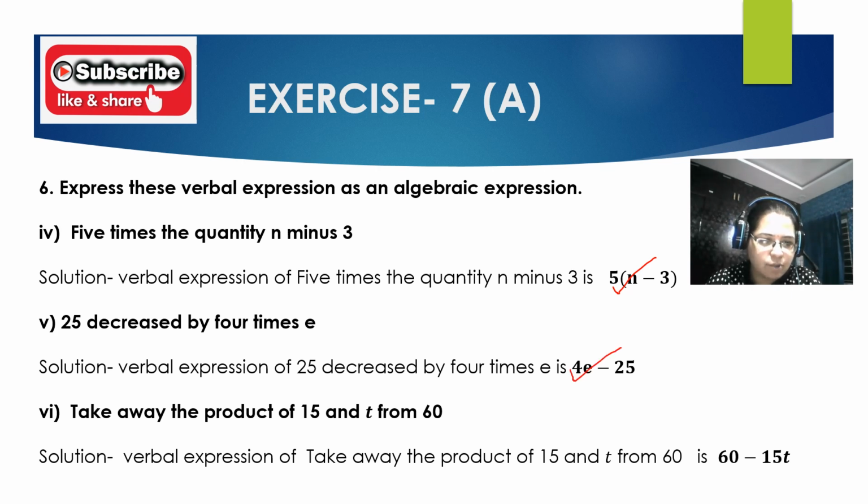Sixth bit, take away the product of 15 and t from 60. Product of will be represented with multiplication symbol and take away will be represented with subtraction symbol. So verbal expression of take away the product of 15 and t from 60 will be represented as from 60 you have to subtract the product of 15 and t. So 60 minus 15t. 60 minus 15t is the verbal expression of take away the product of 15 and t from 60.